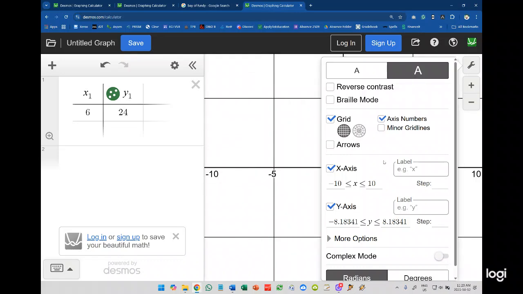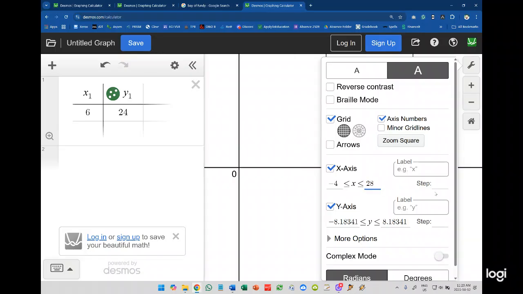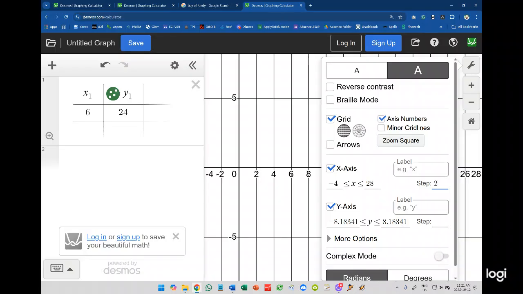Turn that on, turn that off. My X, I want to go throughout an entire day. So what I'm going to do is just say, let's say negative 4 hours up to 28 hours, a little bit above and below 0 to 24. I'm going to go up by, can I go up by 2-hour intervals? Okay, that works.